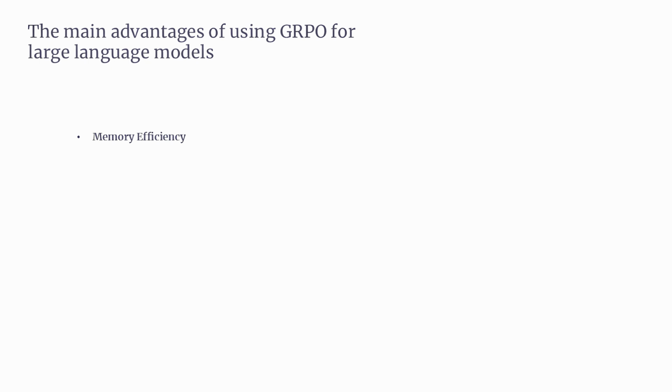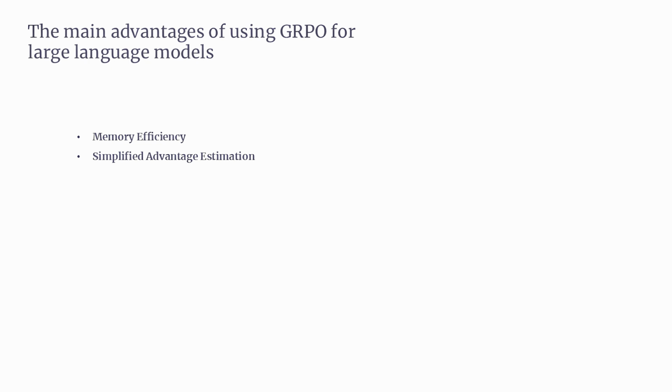The second, simplified advantage estimation, efficient advantage calculation. In GRPO, the model generates multiple responses for each prompt, and then uses the mean reward of these responses as a baseline for calculating the advantage. This method simplifies the calculation process and helps reduce variance in advantage estimates, leading to more stable training.